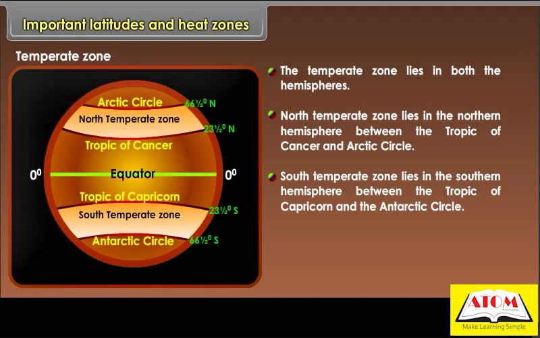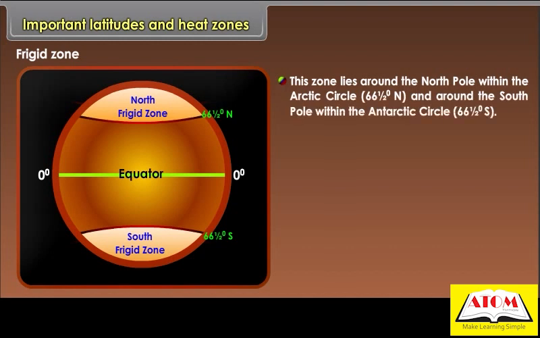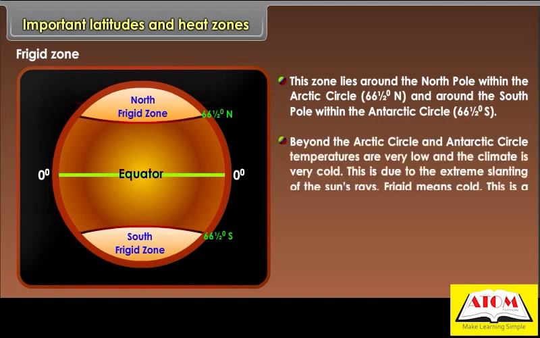The zones are neither too hot nor too cold. Frigid zone. This zone lies around the North Pole within the Arctic Circle, 66.5 degrees north, and around the South Pole within the Antarctic Circle, 66.5 degrees south. Beyond the Arctic Circle and Antarctic Circle, temperatures are very low and the climate is very cold. This is due to the extreme slanting of the sun's rays. Frigid means cold. This is a very cold zone.